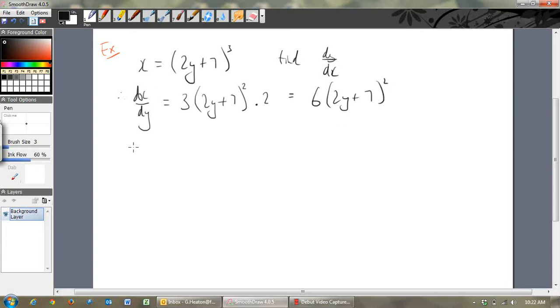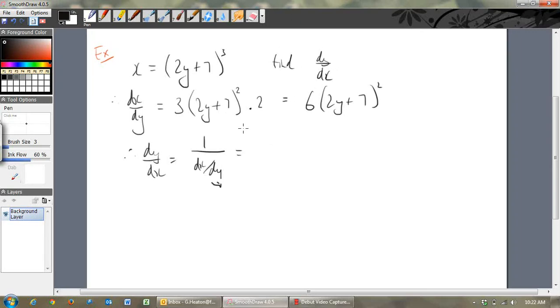Good, that's dx by dy, and so therefore dy by dx is equal to 1 over dx by dy, so we just flip that upside down, so it's just 1 over 6(2y plus 7) squared, and there's your answer. That's what we're doing here, and you've ended up with dy by dx in terms of y, not x. That's the factor that makes this simpler, because if you had to find out what y was equal to, if you're trying to solve for y in here, it's very, very messy, and so that's why this is a cleaner way to do it, because it's in terms of y. So there we go, there's an example.